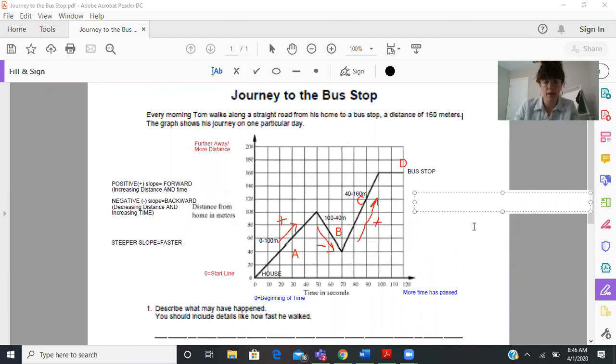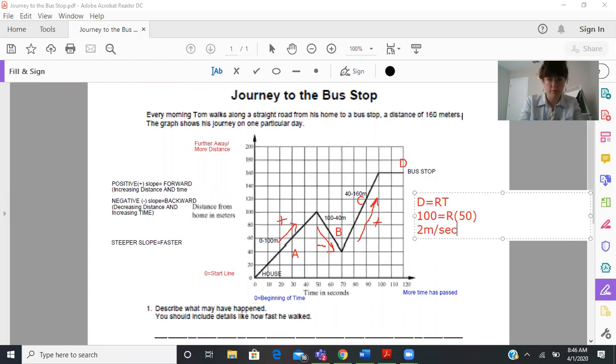So for section A, I do distance equals rate times time. My distance that he travels is 0 to 100. So he travels 100 meters. I don't know my rate yet, but it took him 50 seconds to get there. So I need to get the R by itself. I would divide by 50 on both sides. So my R equals 2 meters per second.